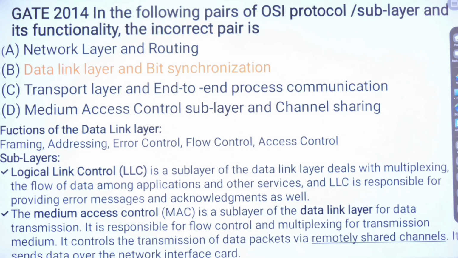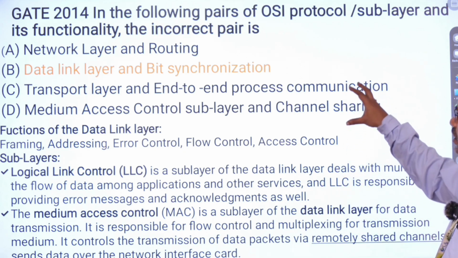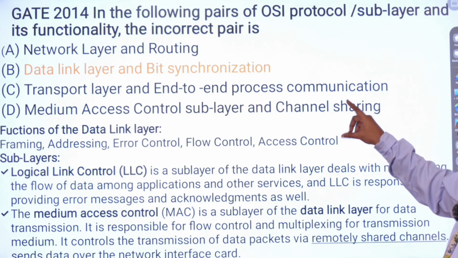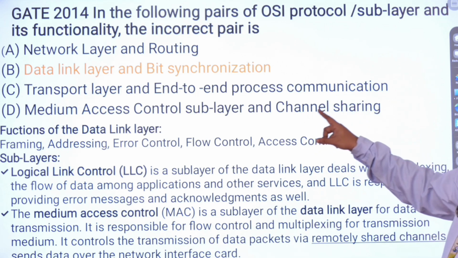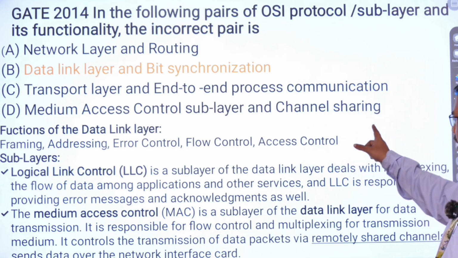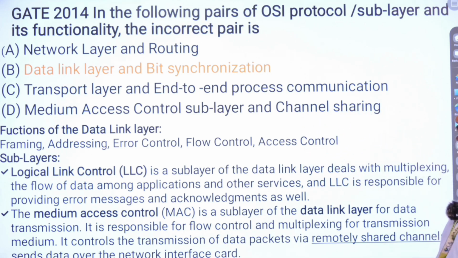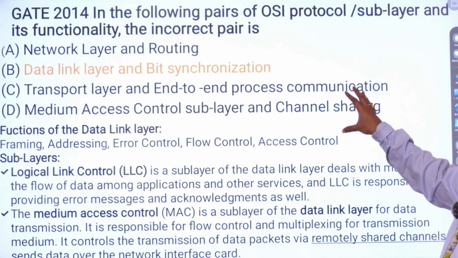This came in the year 2014. The question is: in the following pairs of OSI protocol layer and its functionality, which is the incorrect pair? We need to find the incorrect pair in the list: network layer and routing, data link layer and bit synchronization, transport layer and end-to-end process communication, medium access control sublayer and channel sharing. We need to find the incorrect pair among all these four.